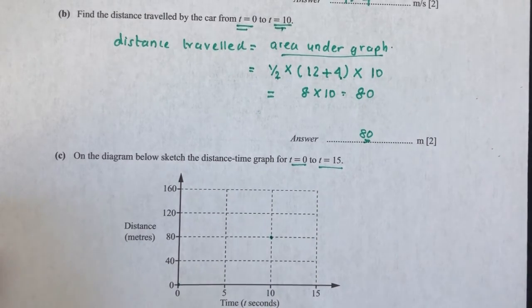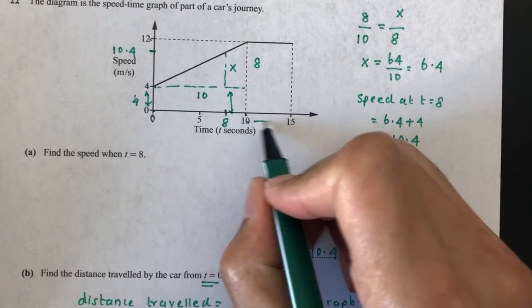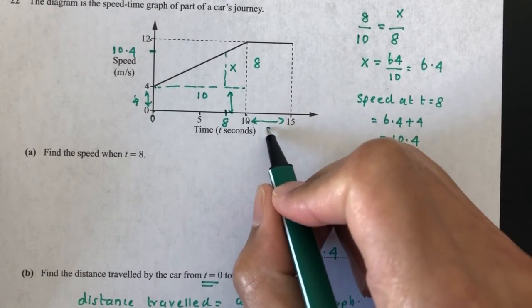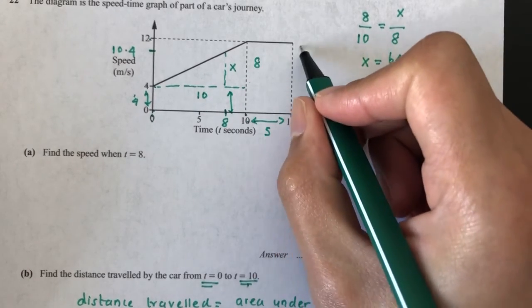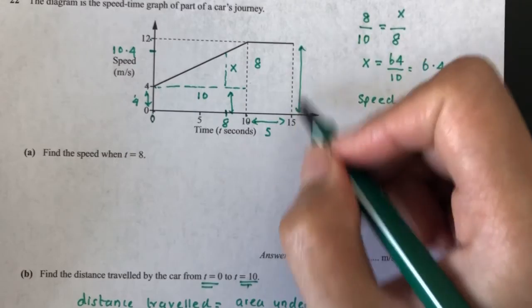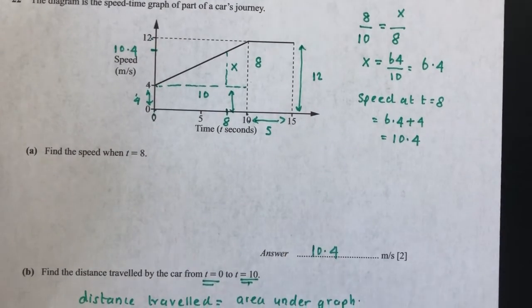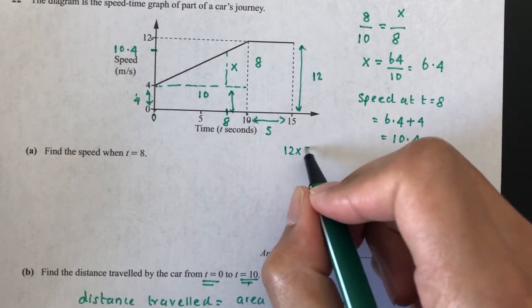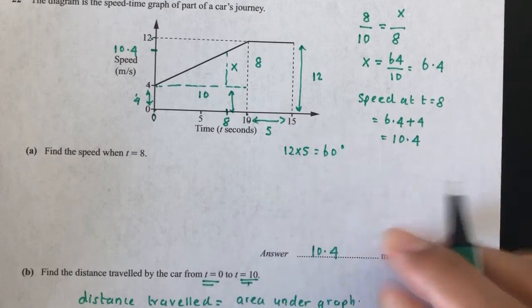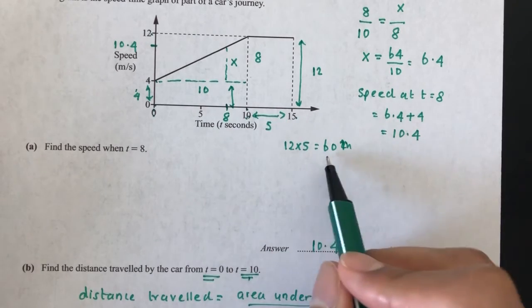Okay, so now let's find the distance traveled at time 15. So what is the area of this rectangle? The base will be 5, and the height will be 12. So the area on the graph will be 12 times 5. So 12 times 5 is 60. So the distance traveled between 10 and 15 is 60.